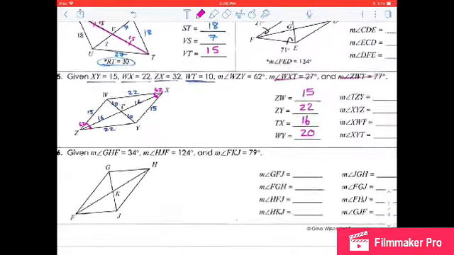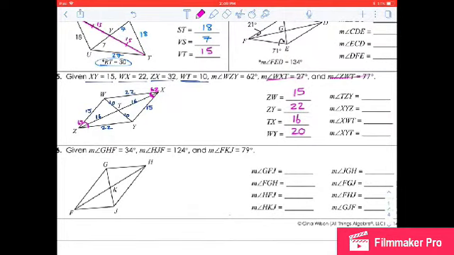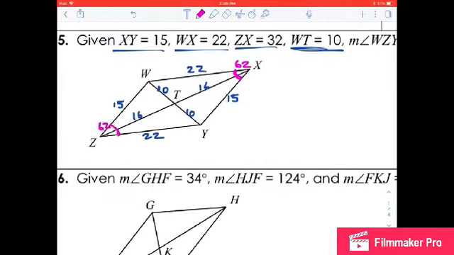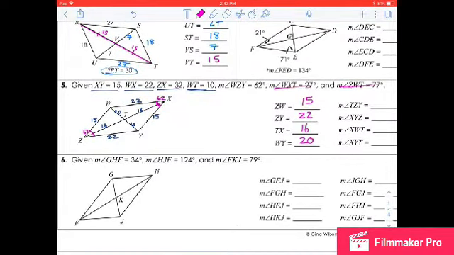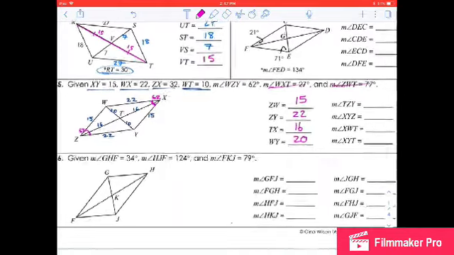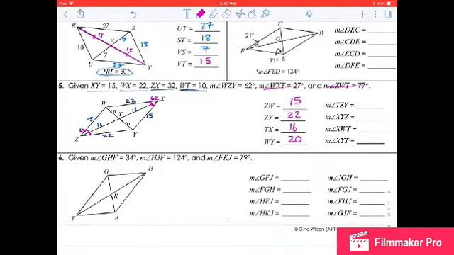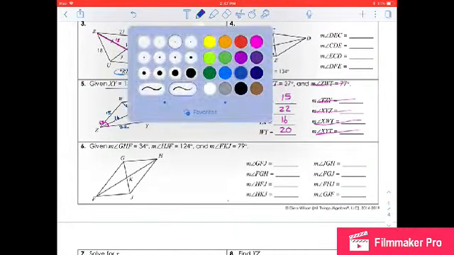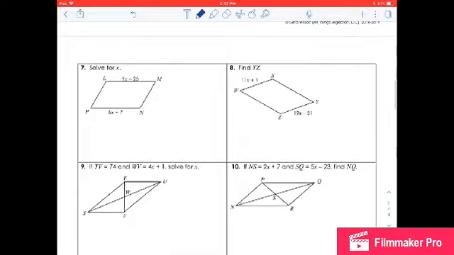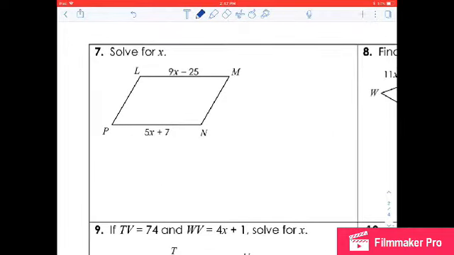And then let's see what angles we can say. TZY would be part of that angle, so we'll not talk about that right now. XYZ, again, we'll talk about angles with diagonals later, okay? So let's go to the back side here and look at number 7.